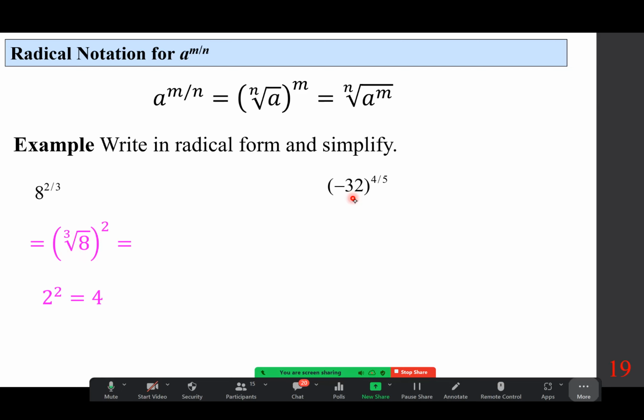Negative 32 to the power of 4/5. Well, this means the 5th root of negative 32 and then raise it to the power of 4. The 5th root of minus 32, we should know it's negative 2. We've discussed that already. Negative 2 to the power of 4 is positive 16.